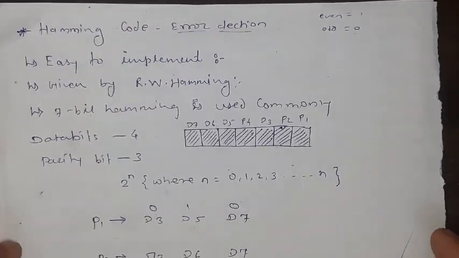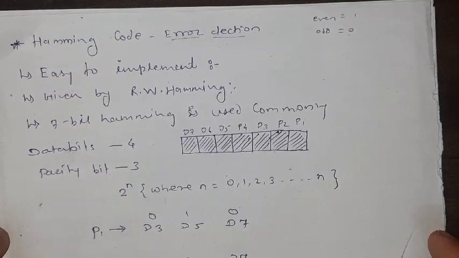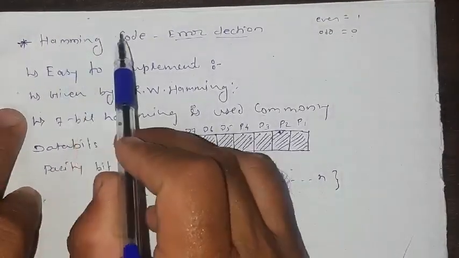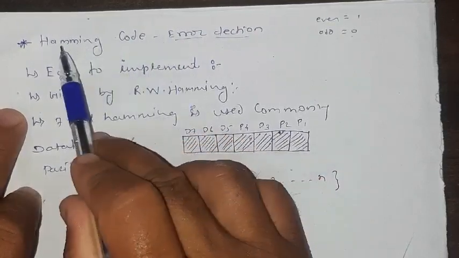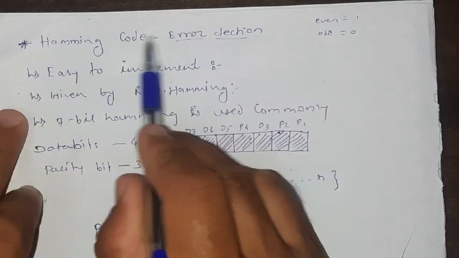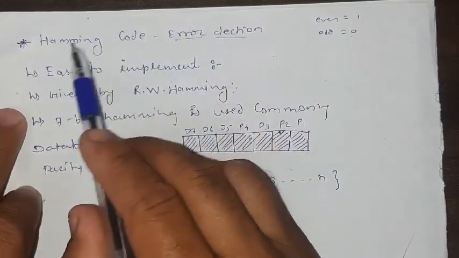Welcome back, friend. Today we'll start the new content in our series, that is Hamming code. You know about the Hamming distance. Now today we'll see the Hamming code for error detection.